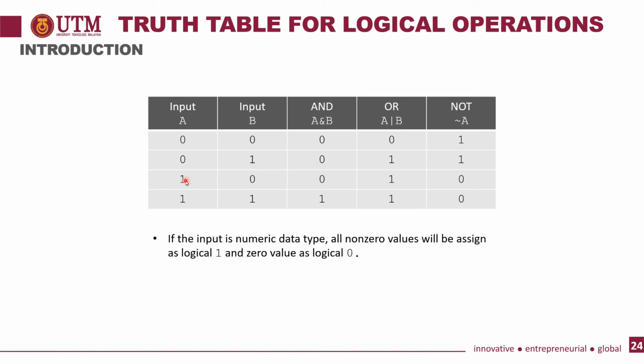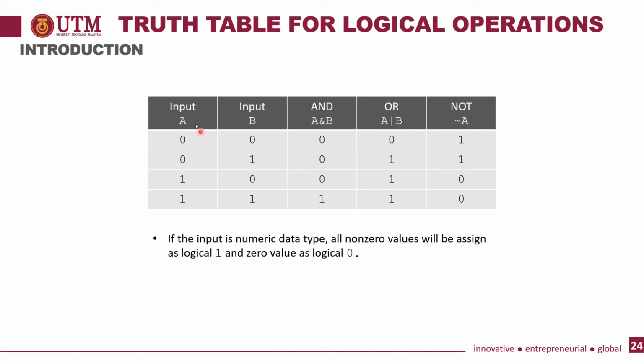So A 0, B 1 will become 0, and A 1, B 0 will become 0. But if both are equal to 1, the output will become 1 for the AND operator. Next is the OR operator. For the OR operator, if any value contains 1, for example 0 1, 1 0, 1 1, the output will become 1 unless both inputs are 0. When both inputs are 0, the output will become 0.